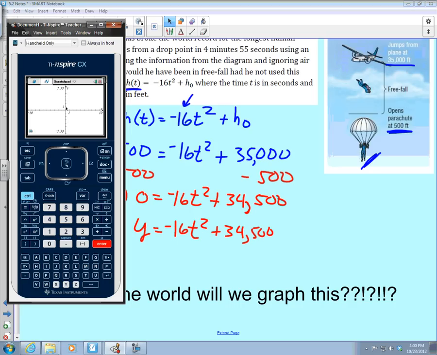And I don't even see my graph. So what we're going to have to do is go to menu, and we're going to go to zoom window, and I'm going to go down to zoom fit. There's our graph. Now I want to see when it crosses the x-axis here. And I don't think it's even close to crossing the x-axis. So I got to open up my window a little bit.